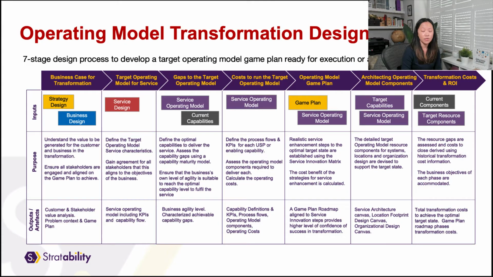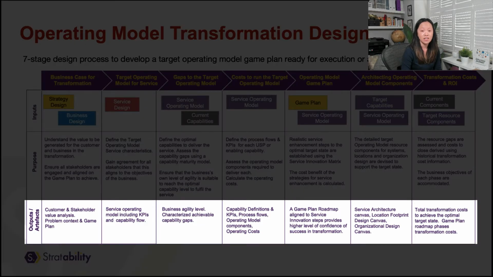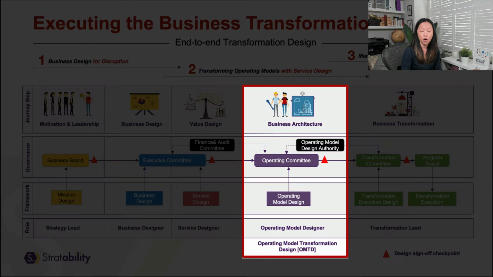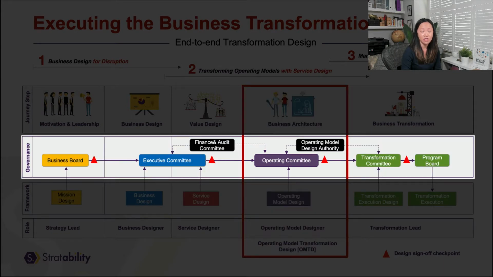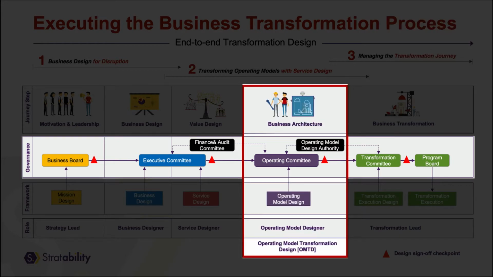And when you go through the exercises and activities in each module, you'll be producing a series of outputs that together form the target operating model and business architecture, those artifacts that you would submit into an operating committee or a design authority in the governance structure of an enterprise to gain funding approval to proceed with the transformation recommendations that together form this target operating model game plan in the business architecture stage of the strategy journey.